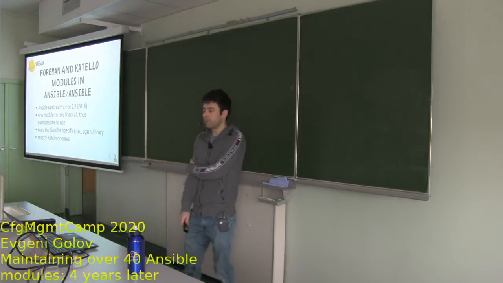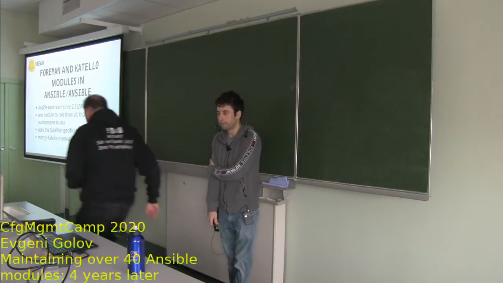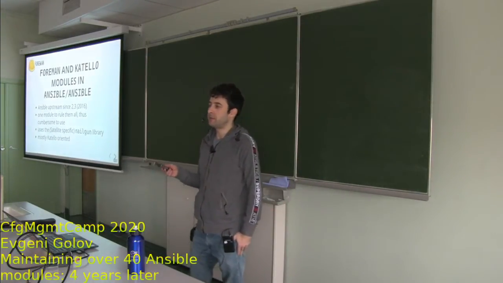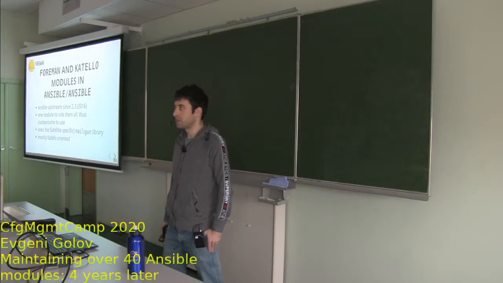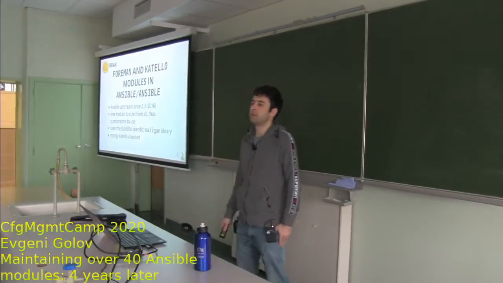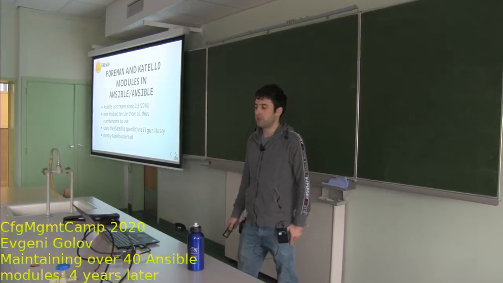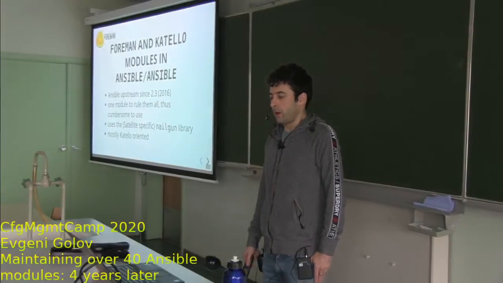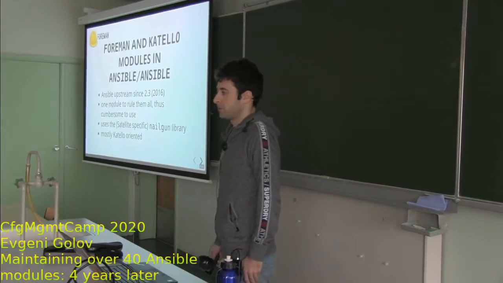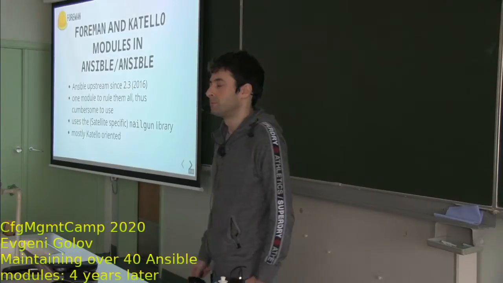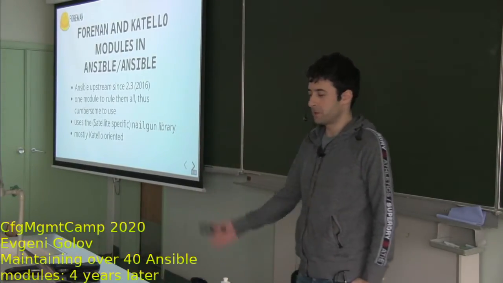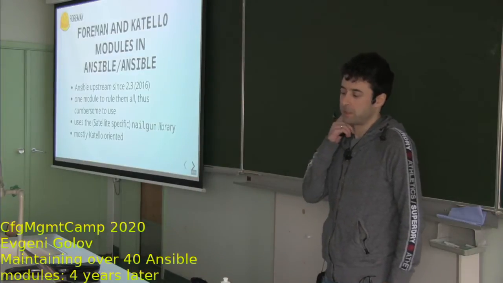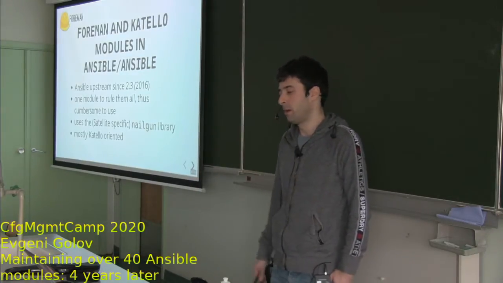Having one module for managing different types of entities inside of Foreman has been pretty hard and made using those modules not so comfortable. It was also, sadly, using a library called Nailgun, which is Satellite specific. Satellite is the commercial version of Katello.